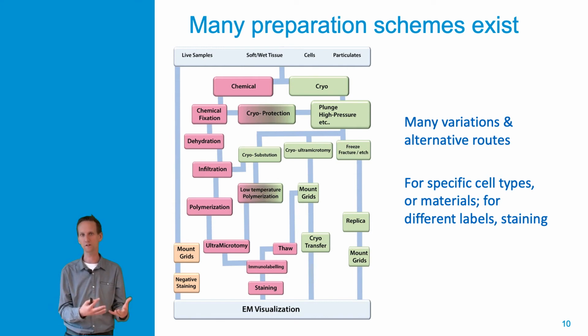We can cryofix a sample and bring it later to room temperature. We can also start with room temperature fixation, bring it to cryo for sectioning, and then go back to room temperature again. A lot of different possibilities. Typically, a sample preparation protocol is optimized for a specific cell type, for a specific investigation, for different labels, or for different staining procedures.